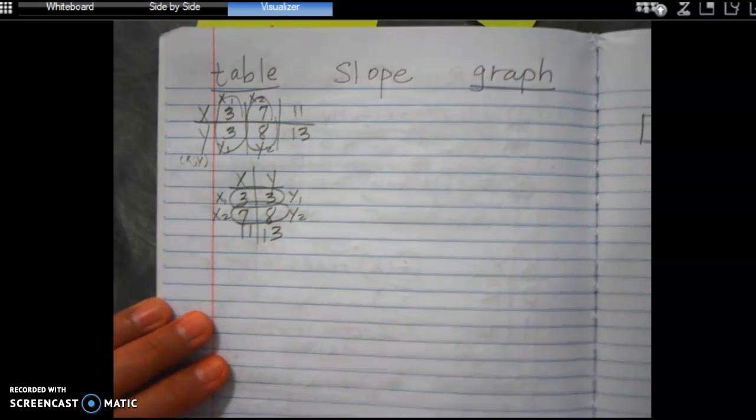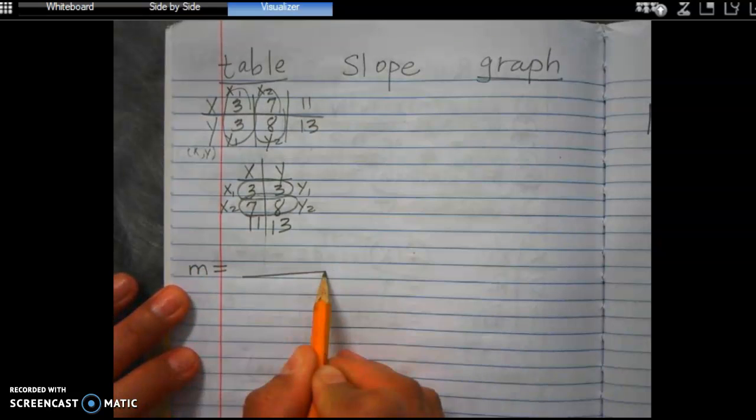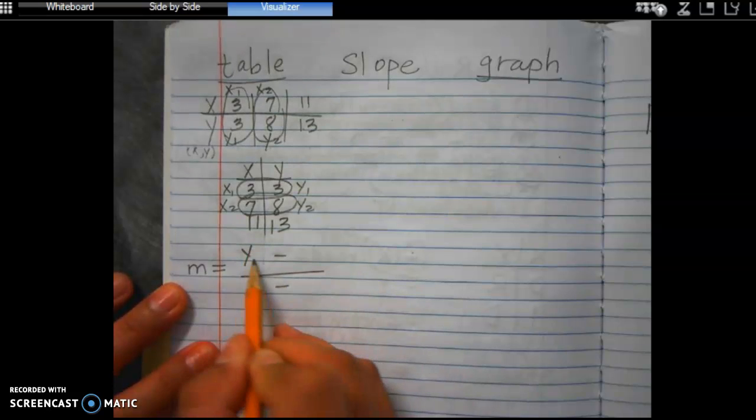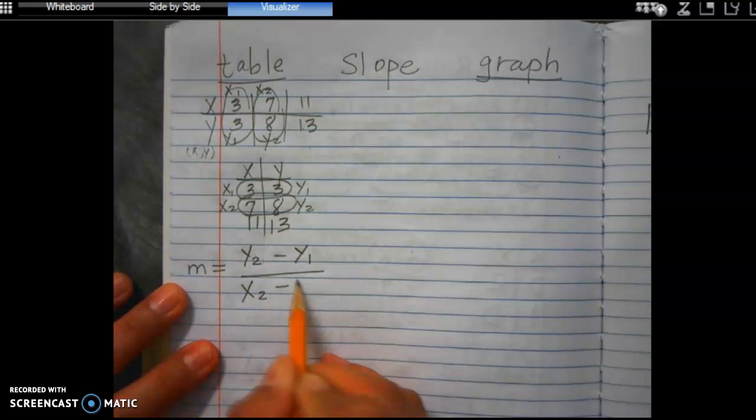Okay, so now we're ready to use our formula. If we remember, m is equal to a fraction, minus on top, minus on the bottom: y2 minus y1 over x2 minus x1.